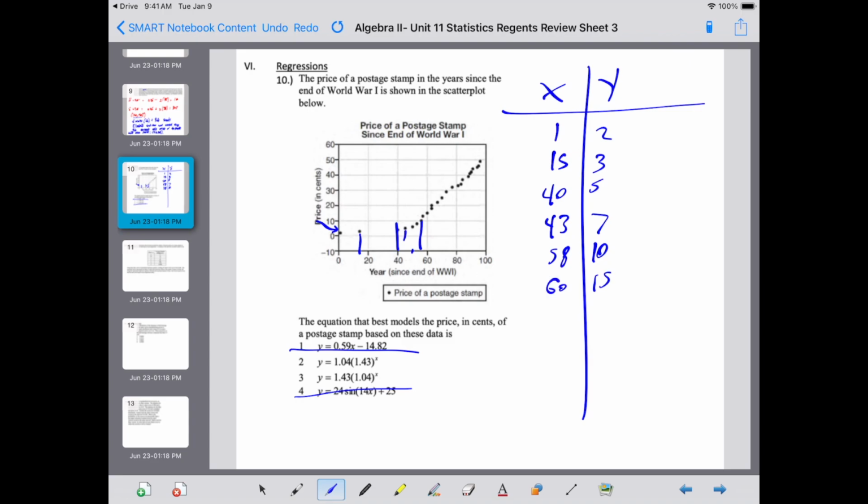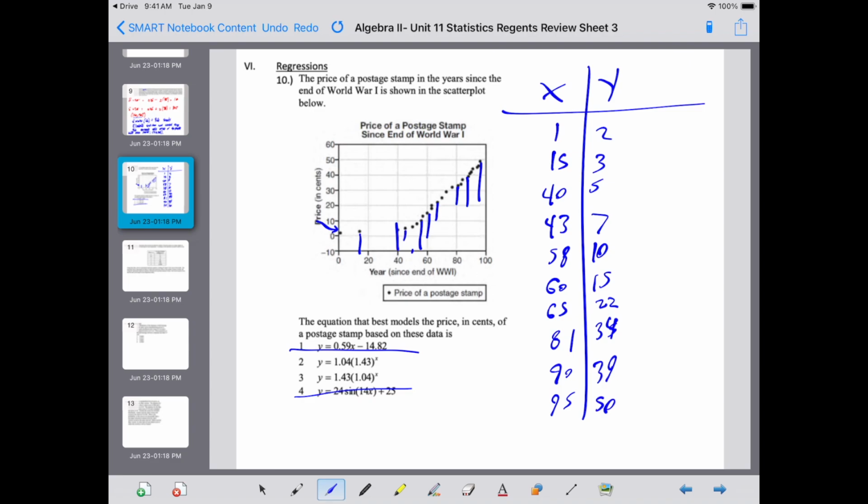60, 15. 20, 65, 22. 81, 35, or 33, 34, I'll say. 90, 39. 95, 50. Okay, that's enough points.